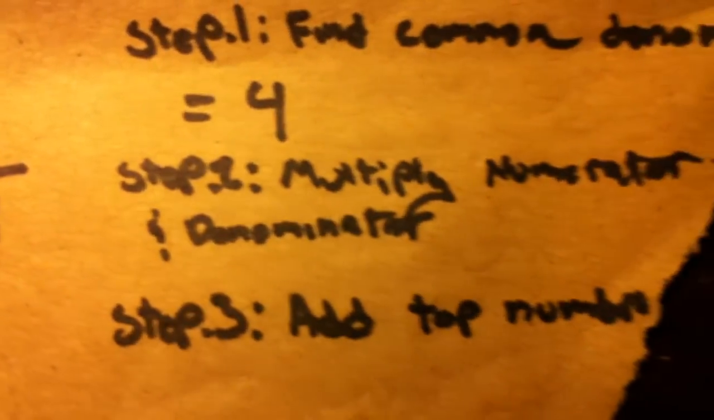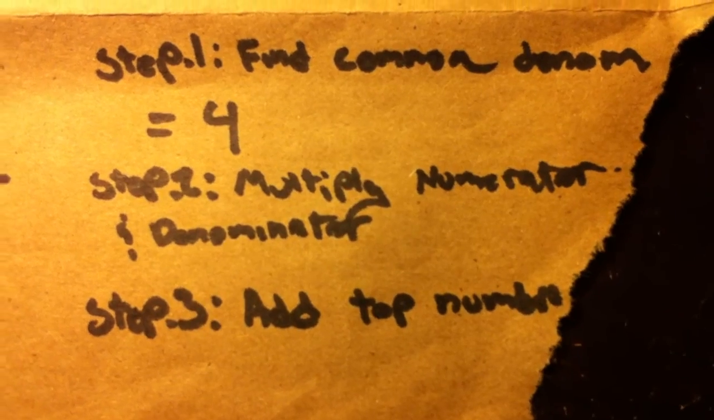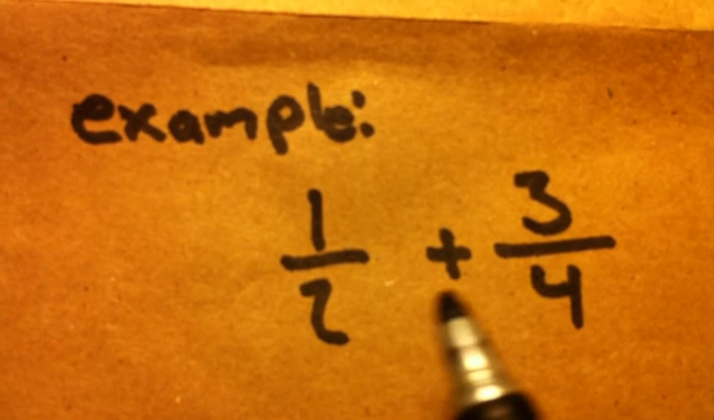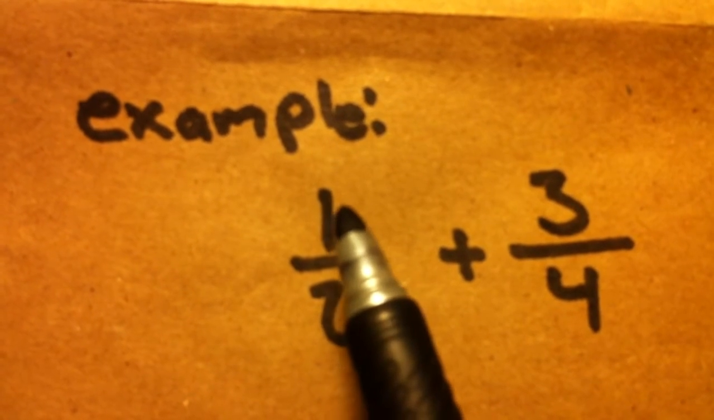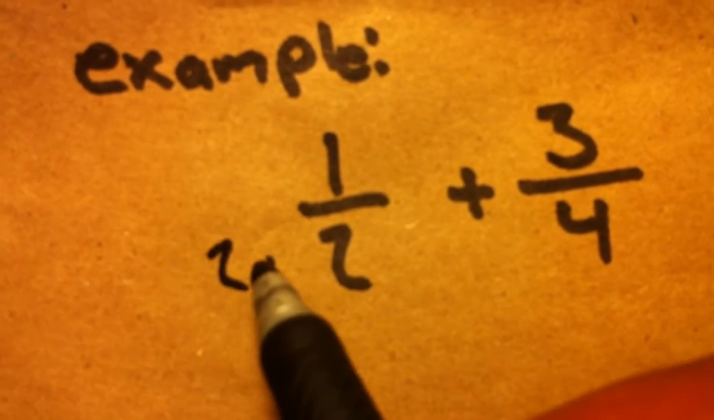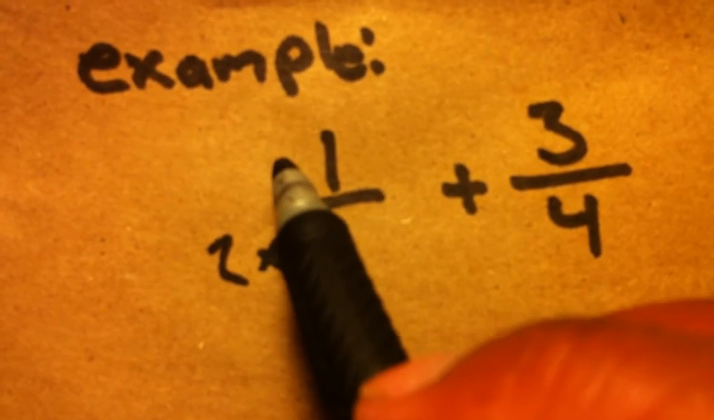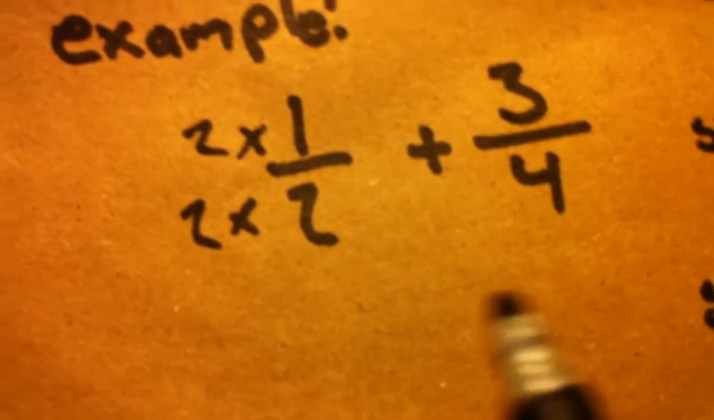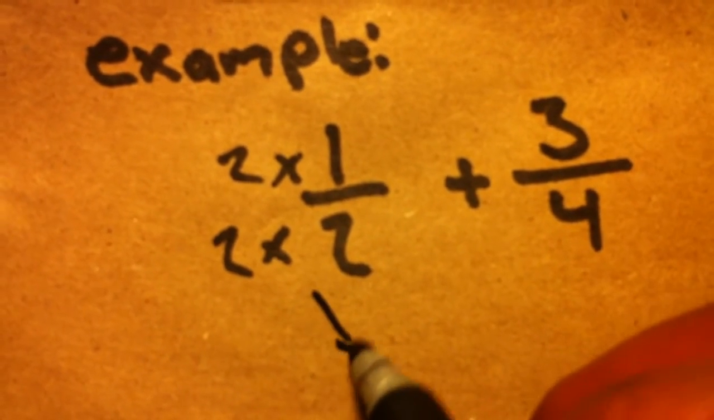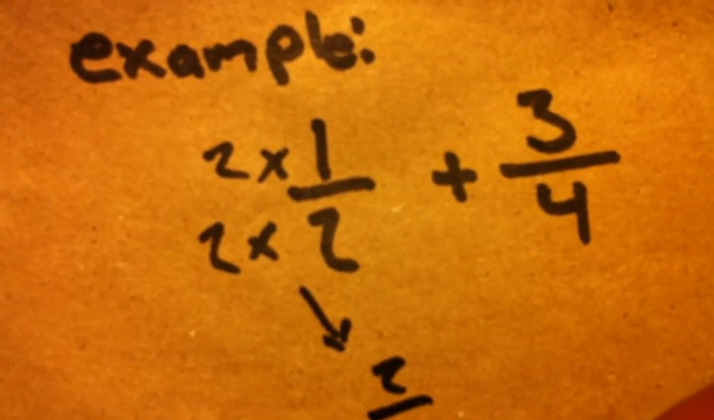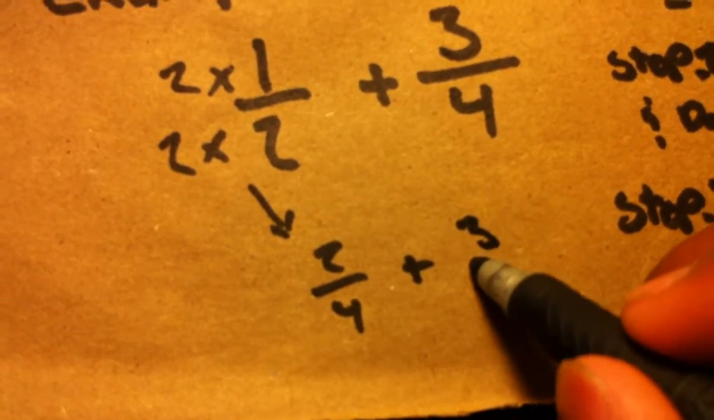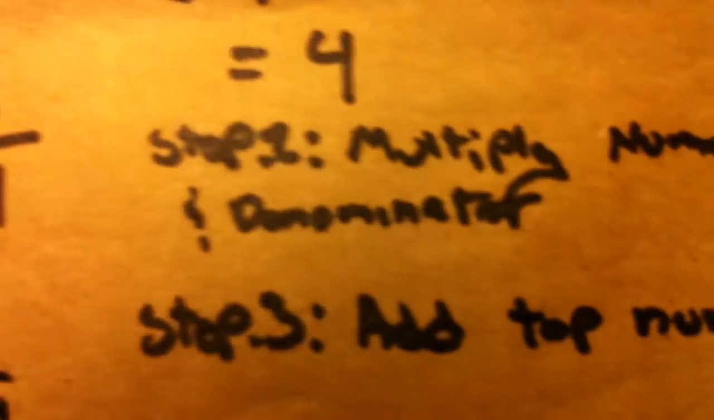So step 2 is multiply the numerator and denominator. Whatever you do to this to get it to look like that, you have to do up here also. So you're going to multiply straight across. You're going to multiply this times 2 and this times 2. Oops. That gives you that, and that should translate down to 2/4. So we're going to actually be adding 2/4 plus 3/4.